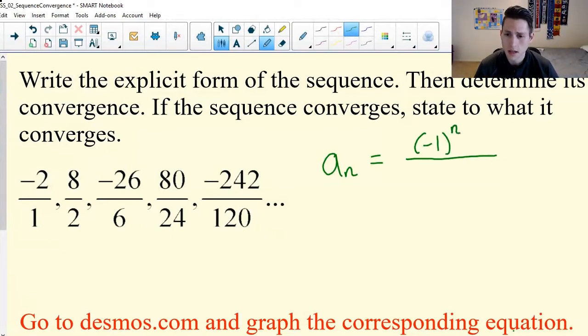Now, be careful. Sometimes you might need it to be n plus 1. But this particular sequence starts with a negative number. So I know that whenever I plug in 1, I want my answer to be negative. So this would make sense that -1 to the first power stays negative. But maybe if this was the other way, where it started positive and then went negative, I would do -1 to the power of n plus 1, for instance.